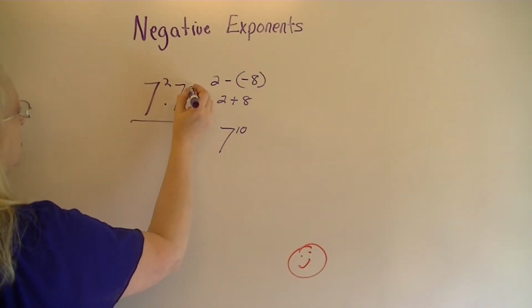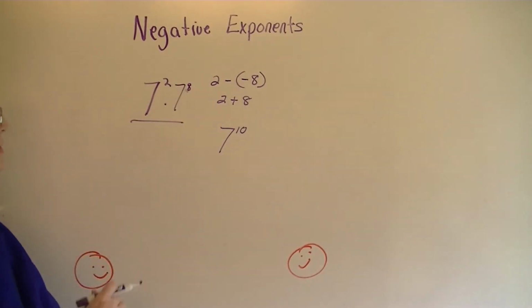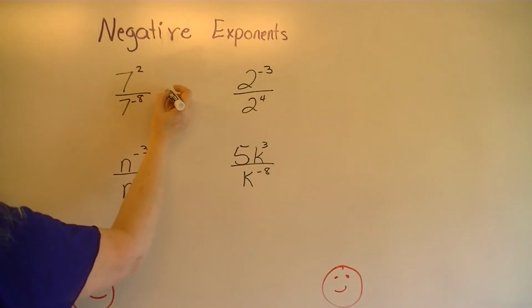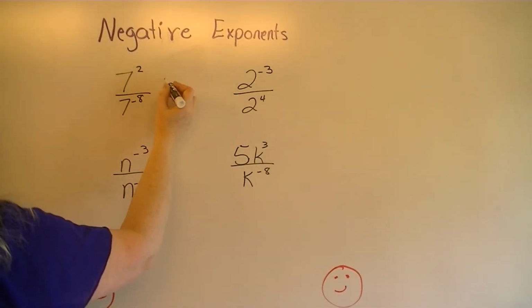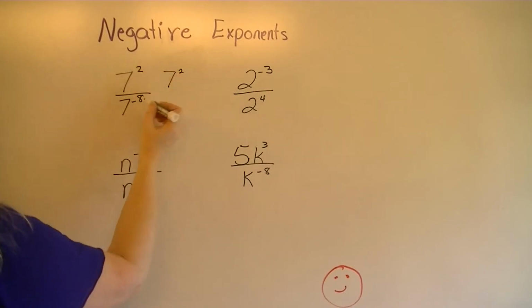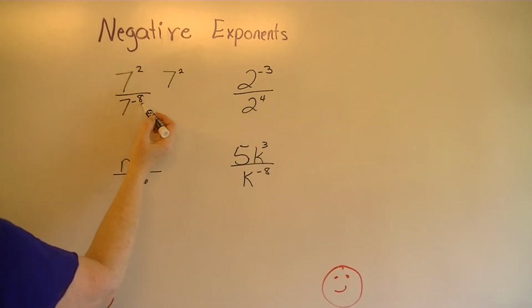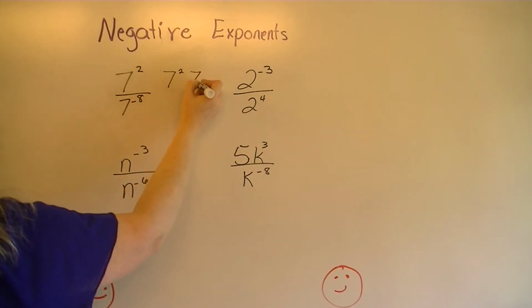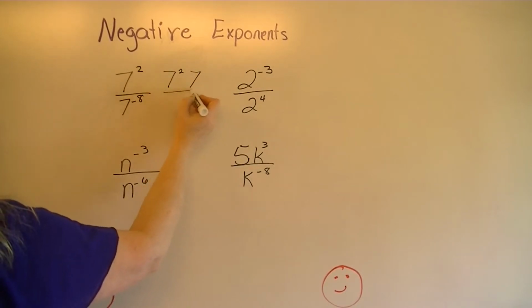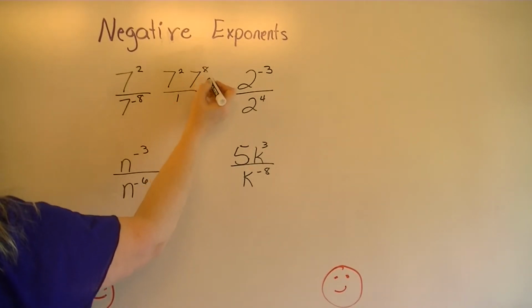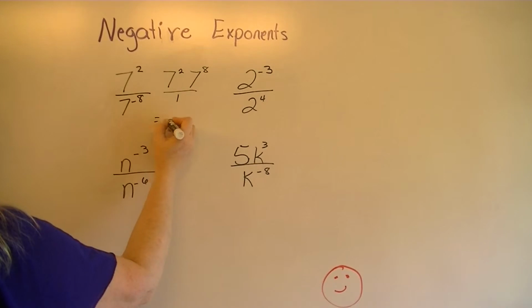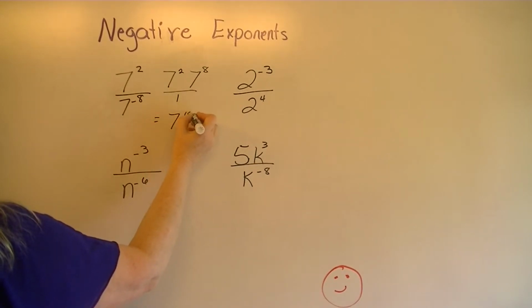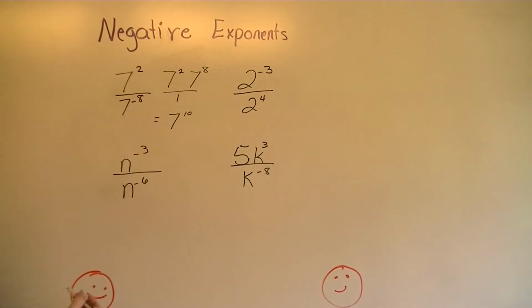And when it flips, it would become positive. And that's how you would get 7 to the 10th power. I like to think about it as 7 squared is in the right place, but the 7 to the negative 8th power needs to come up on top, and once I flip it up, it becomes positive, and so then you come out with the same answer, which is 7 to the 10th power.